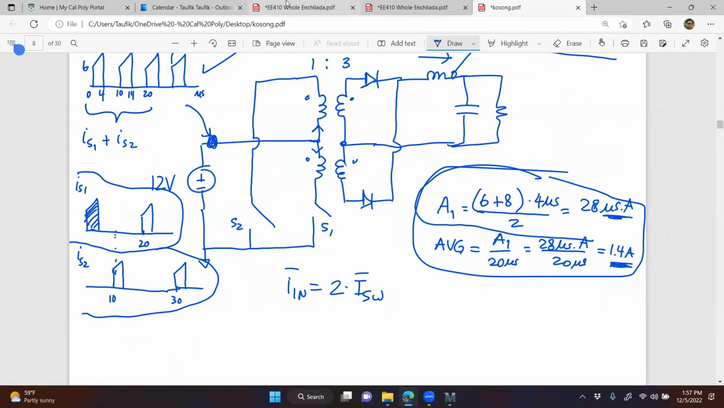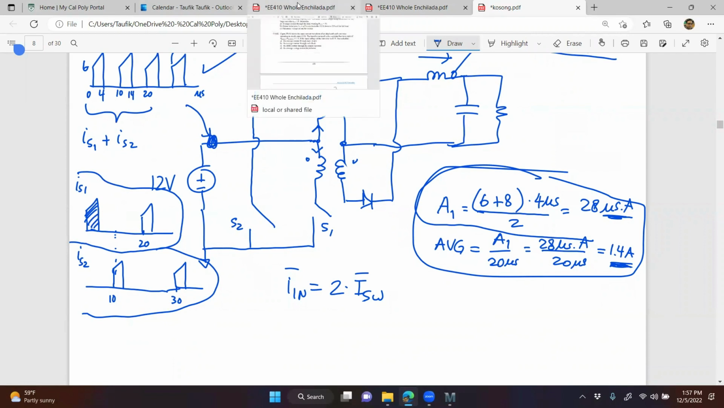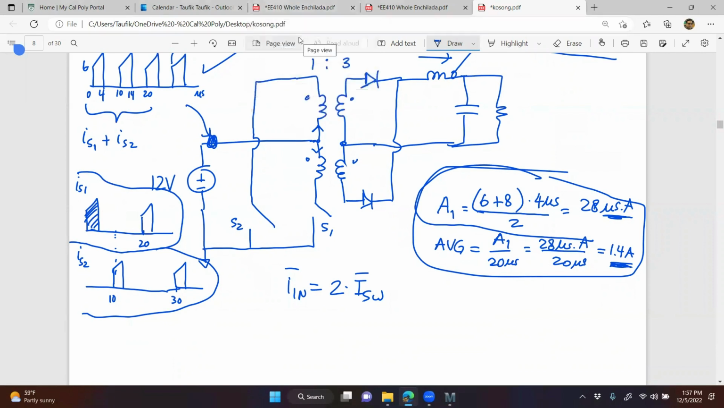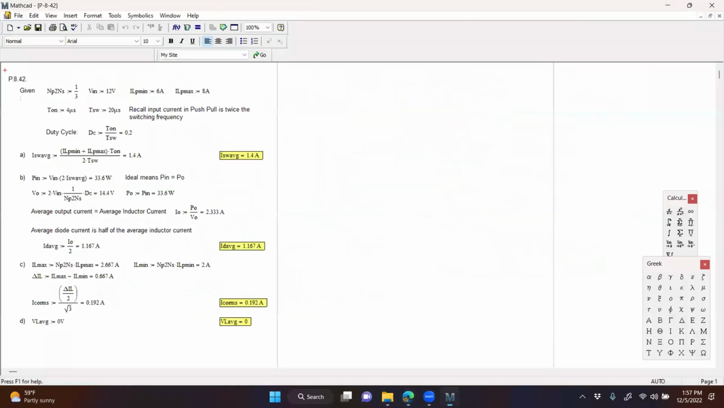Any more questions on part A? So what will be the final answer? 1.4? Say it again. What will be the final answer for that one? The 1.4 amps, isn't it? Yes. If you look at the solution, it is 1.4 amps as well. So that agrees with my solution.